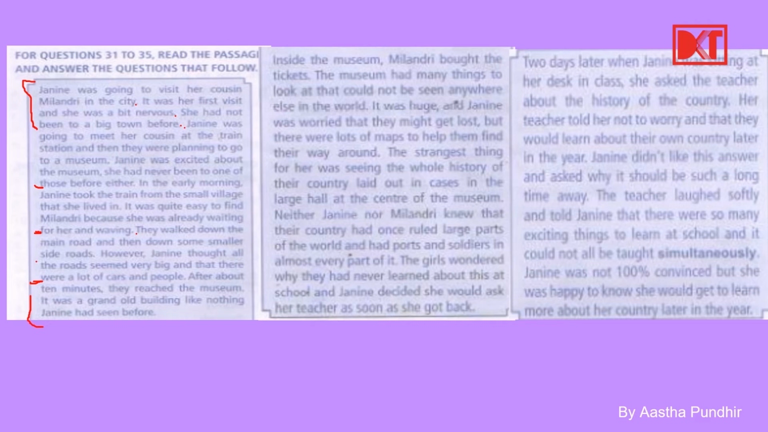Inside the museum, Melandri bought the tickets. The museum had many things to look at that could not be seen anywhere else in the world. It was huge, and Janine was worried that they might get lost, but there were lots of maps to help them find their way around. So finally they went inside the museum, and Melandri bought the tickets.